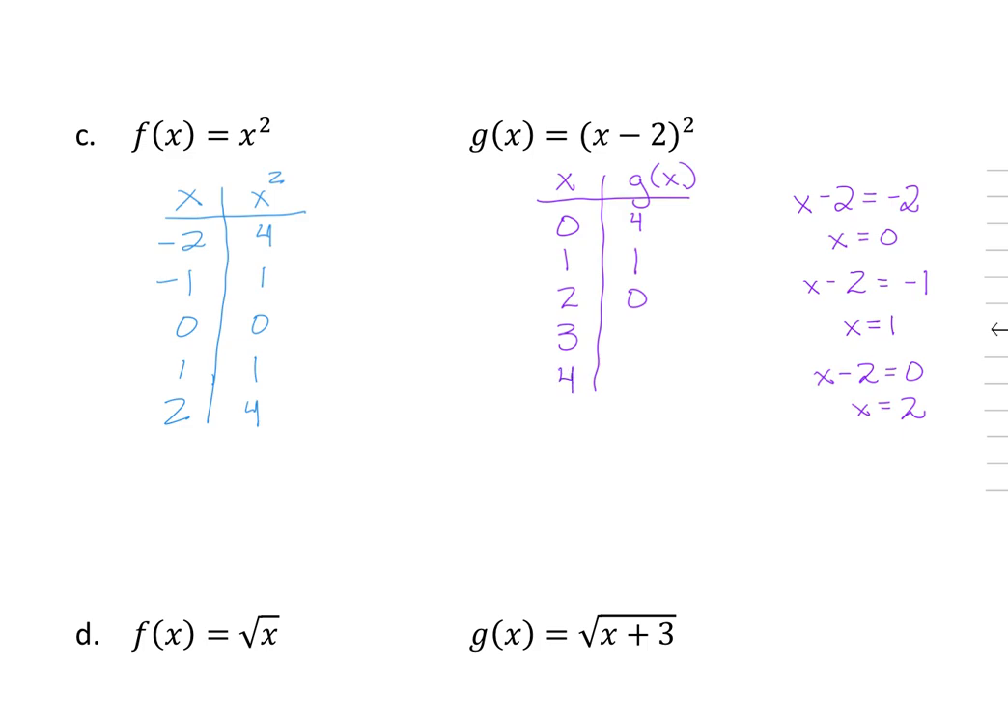And when we look at our y values, notice they're staying the same. We have a 4, stays a 4. 1, stays a 1. 0, stays a 0. And so we'll follow that pattern, and we're going to get 1 and 4 for the other ones.